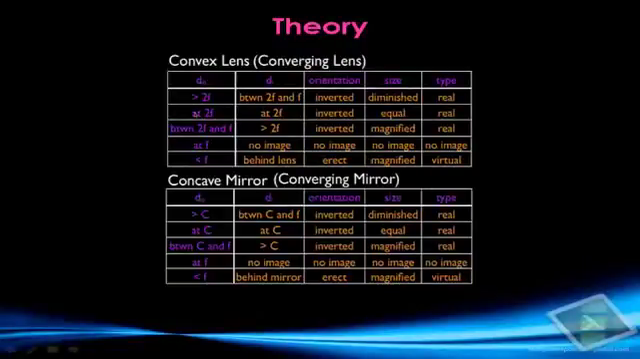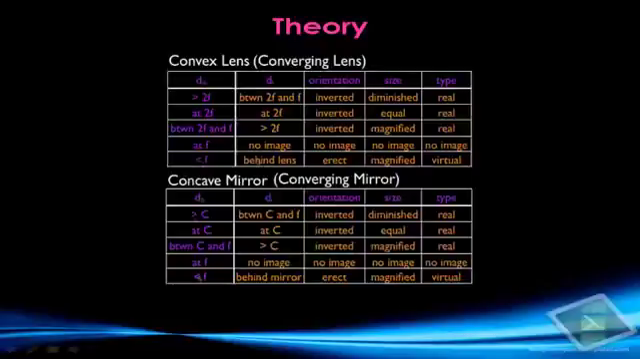remember 2F and C are the same place on the principal axis, twice the focal length. When the object is at 2F for the convex lens, the image is at 2F. It's inverted, it's equal in size, and it's real. Let's look at one more case. When you're inside of F, the image appears behind the mirror. When you're inside of F, the image appears behind the lens.